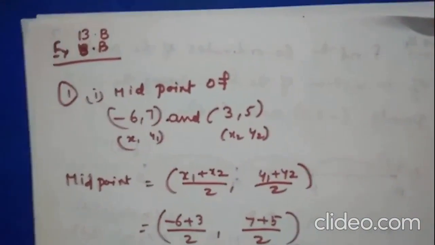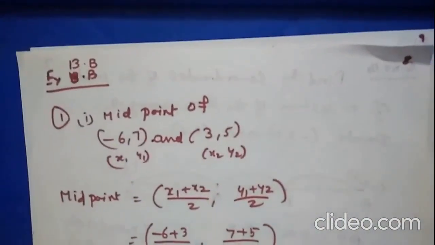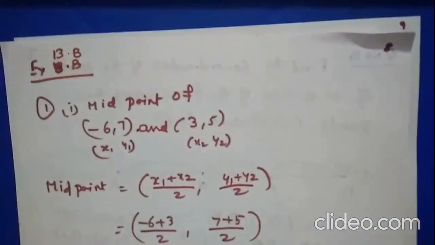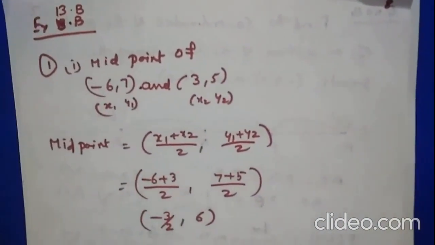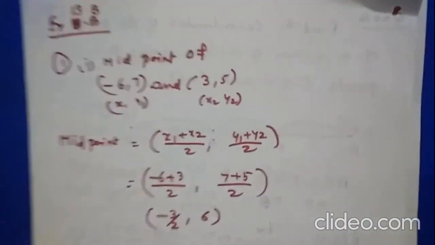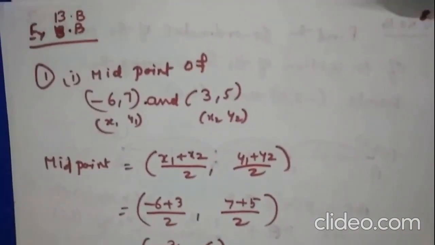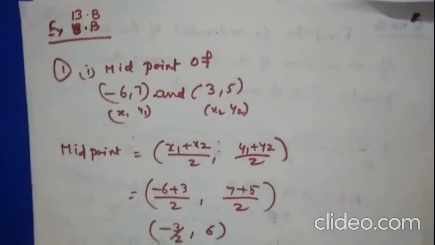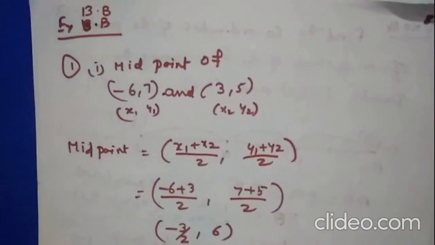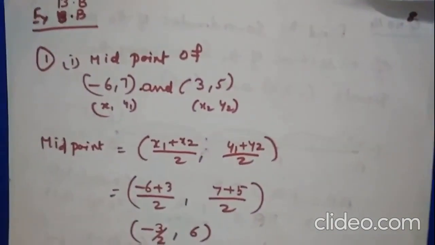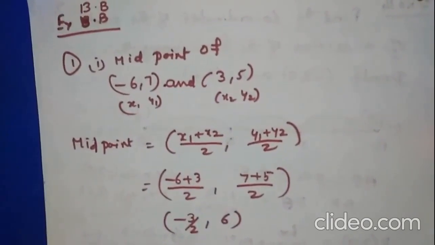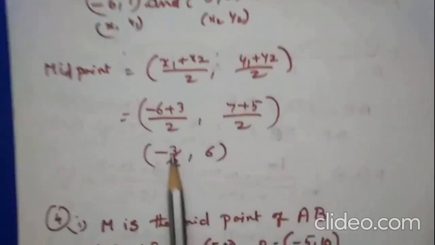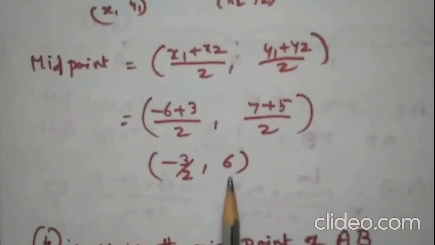Now come to the next exercise, 13B, about the midpoint. Question number 1, first part. The midpoint of (-6, 7) and (3, 5). You are taking (-6, 7) as (x1, y1) and (3, 5) as (x2, y2). What is the midpoint formula? (x1 plus x2) by 2, (y1 plus y2) by 2. Substituting, you are getting (-3 by 2, 6).